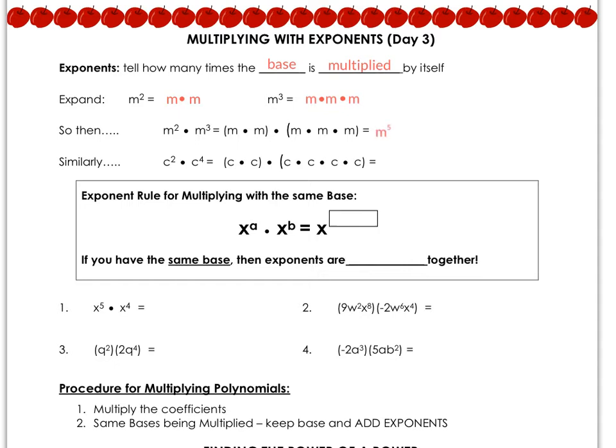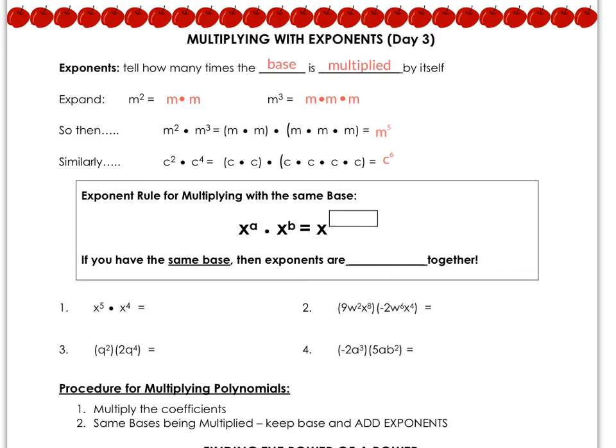The next example, similar to that one, is c squared times c to the 4th. If we expanded that, c squared would be c times c, and c to the 4th would be c times c times c times c. How many c's do we have now? That's 1, 2, 3, 4, 5, 6. So our answer is c to the 6th power.